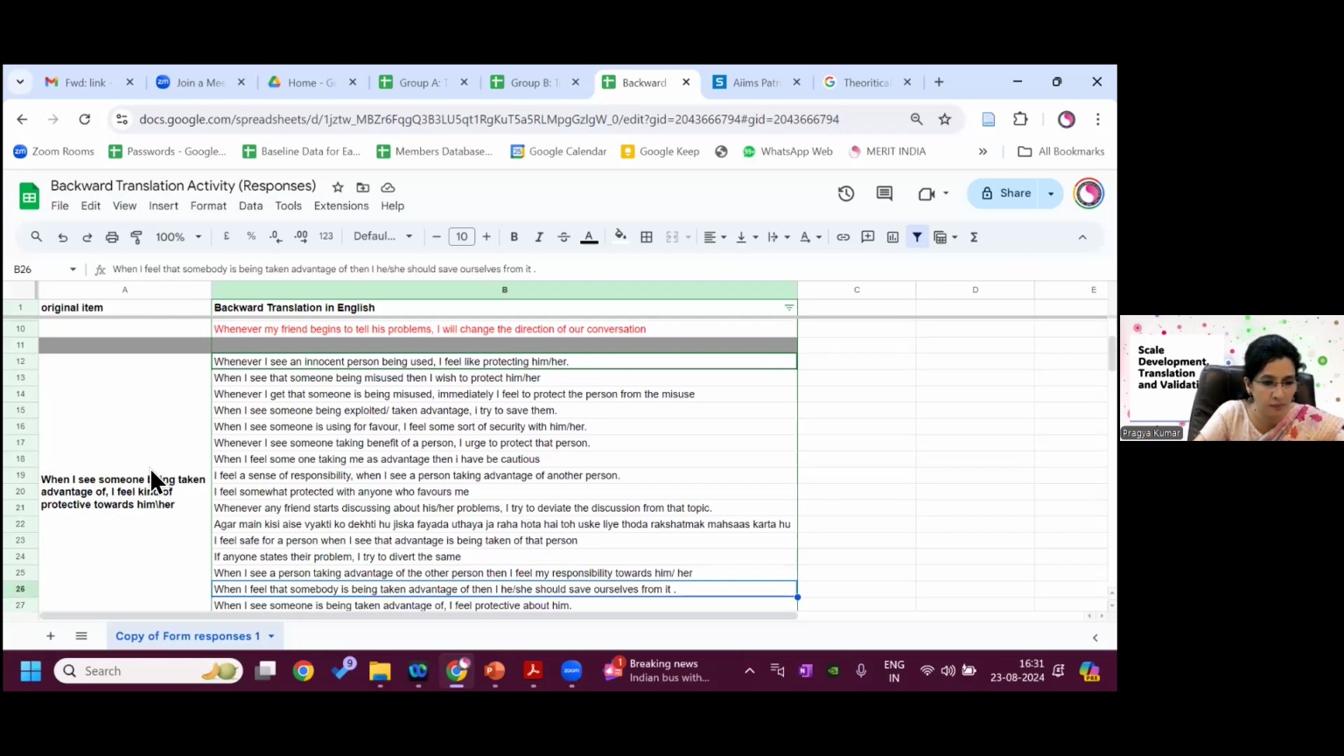Similarly, this was the back translation: When I see someone being taken advantage of, I feel kind of protective. So whenever I see an innocent person being used, I feel like protecting him or her. Another person: when I see someone taking benefit of a person, I urge to protect that person. So all is right. Every word will not be the same, but if the meaning is same, then you can keep that in the translation. Ultimately, it is the bilingual language experts who will guide you when both sit together.